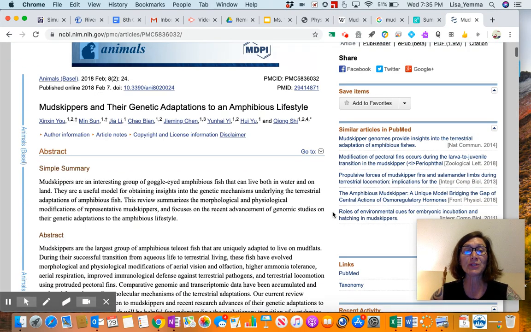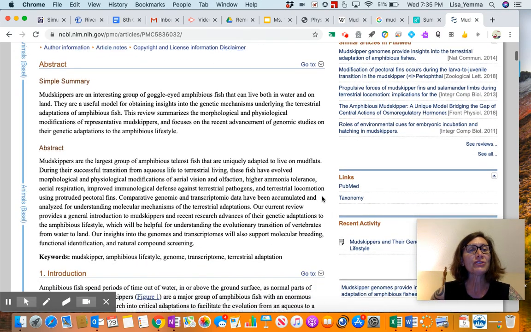And scientific papers can often be hard to read. The first thing I do is the simple summary. They're an interesting group of googly-eyed amphibious fish that can live on both land and water. They are a useful model for obtaining insights into the genetic mechanisms underlying the terrestrial adaptations of amphibious fish.